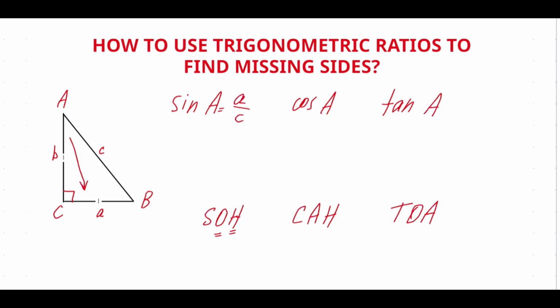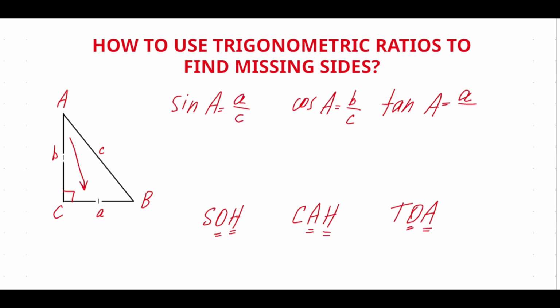Now, for cosine, we go as adjacent leg over hypotenuse. So for angle A, adjacent leg is b, hypotenuse is c. Hypotenuse is also adjacent, but when we talk about adjacent, we mean the leg, not the hypotenuse. So hypotenuse has its own letter H. And tangent is opposite leg over adjacent leg. So opposite leg is a, and adjacent leg is b.